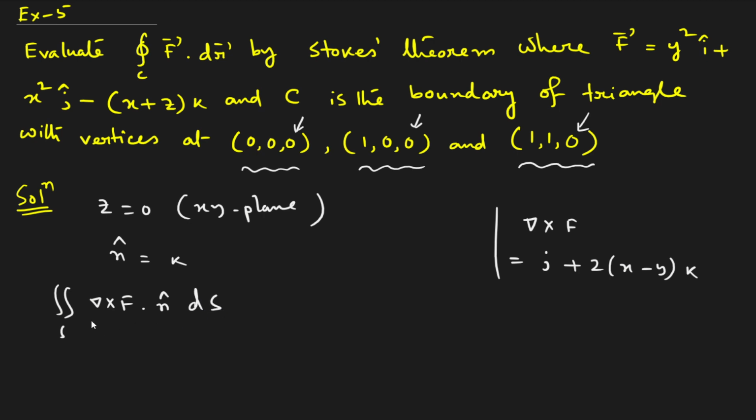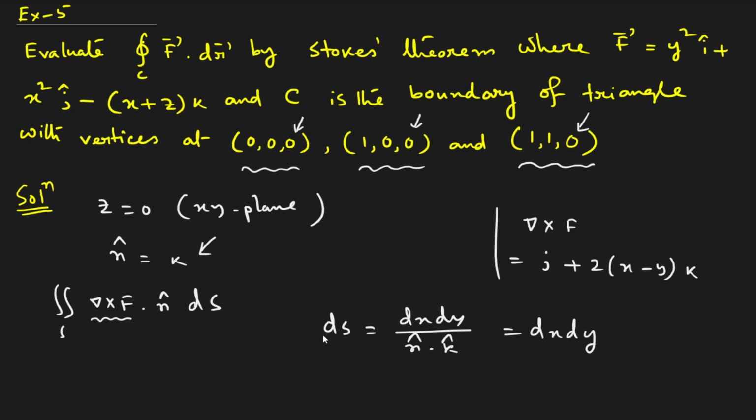Now see, nabla cross f is this one, and n cap we have is k cap. And then we have to find ds. ds is dx dy by n cap dot k cap. Here n cap is also k cap, so k dot k is how much? 1. So you will get only dx and dy. So what will be the limit? You have to put the limit, right?